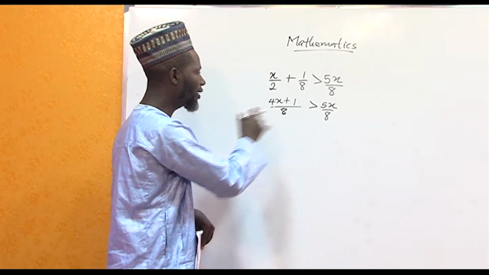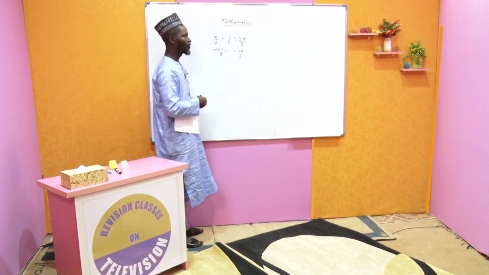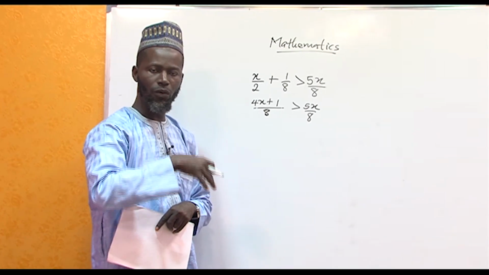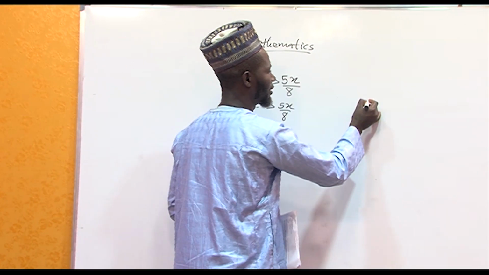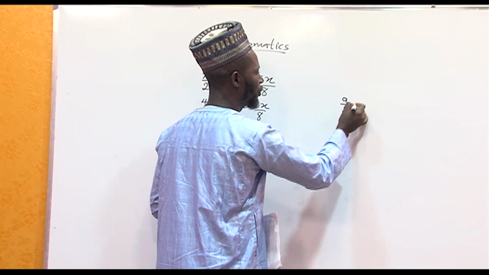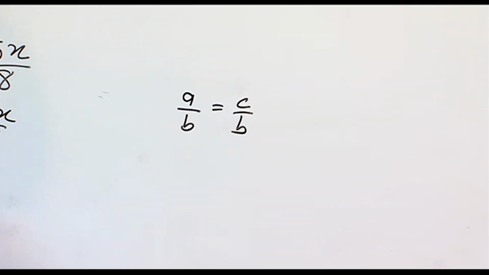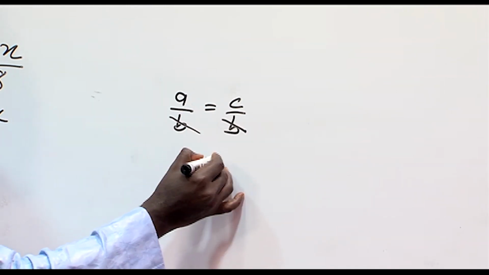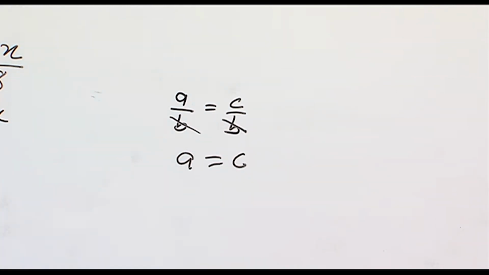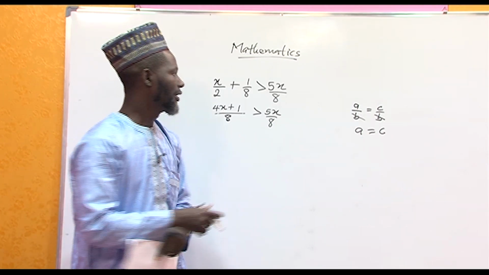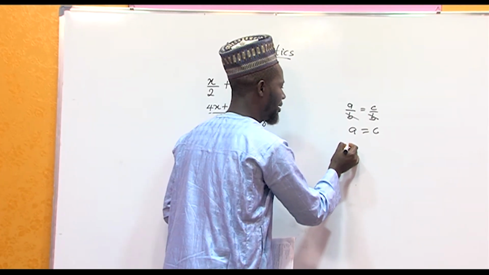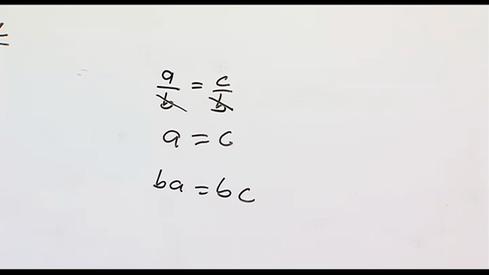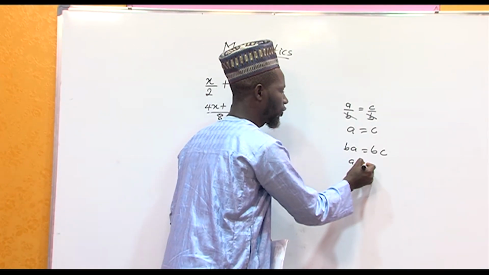Now, look at this. In a case like this, you can cross multiply. You can multiply both sides by 8. Another way that can be used is to consider this: if you have A over B is equal to C over B, inasmuch as this one and this one are the same, you can just strike them out, then your A is equal to C, in order to save your time. If you have BA is equal to BC, we can divide both sides by B as well. Therefore, A should be equal to C.